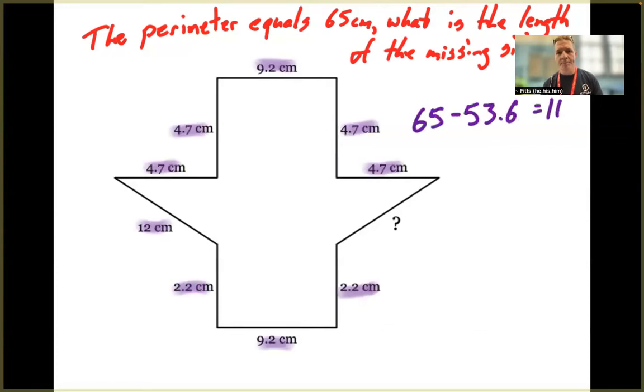I'm just going to add them all up and I get 53.6 for all of these things in purple. 65 was the total perimeter. If I subtract them, that means this has to be 11.4.